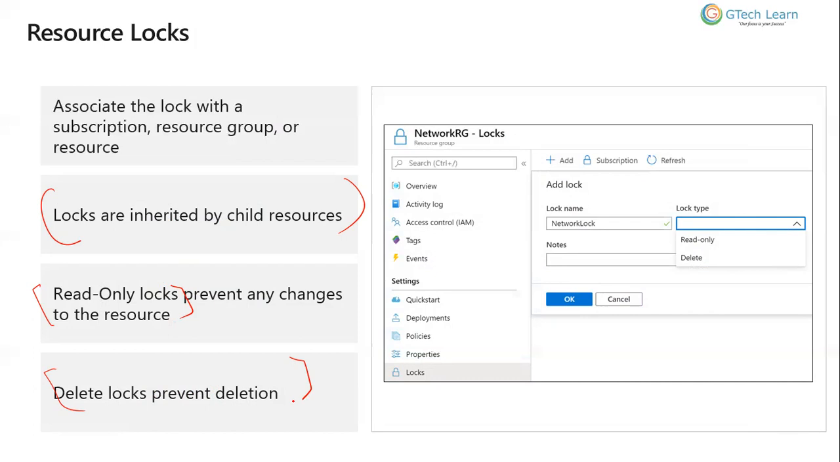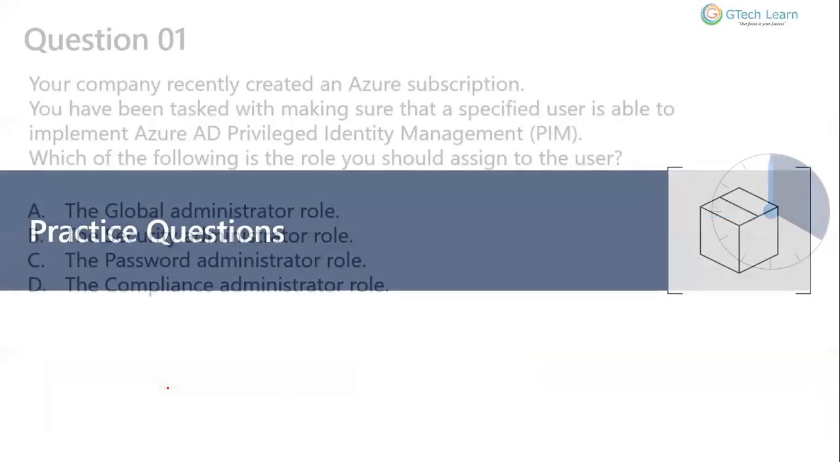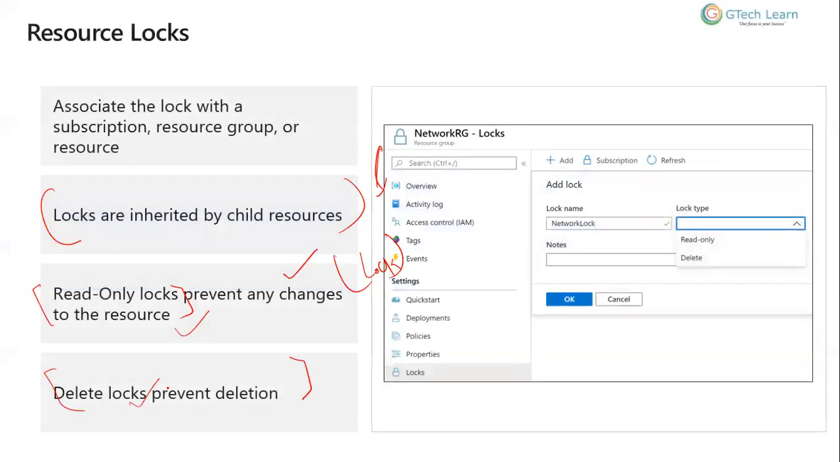So we have the resource lock option available. If we want to implement it, we can select the specific resource or resource group, search for lock in the left-hand section, and apply the resource lock. We can set up a read-only lock, or we can set up a delete lock on the specific resource according to our requirement. So that is all about the first objective domain.